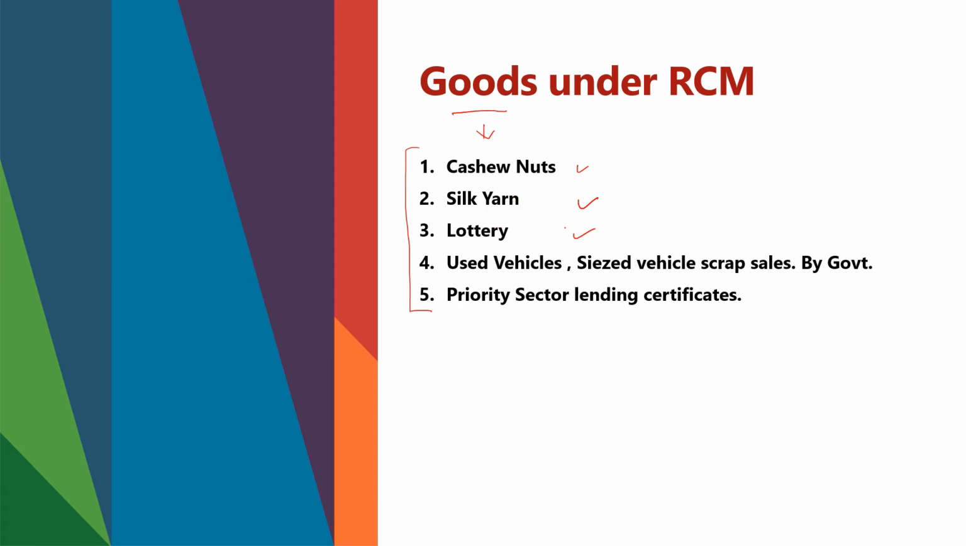and priority sector lending certificates. So used vehicle, seized vehicle, scrap by government is mainly like a government maybe at an impounding center or somewhere, and it happens very rarely. These are all mainly, if you see, agricultural produce. So when a farmer sells these goods to the company, the company is liable to pay tax on these categories.